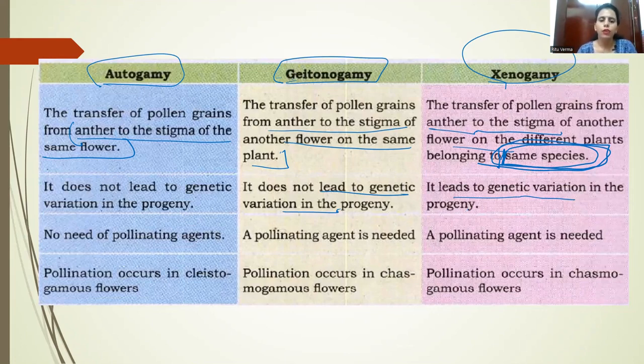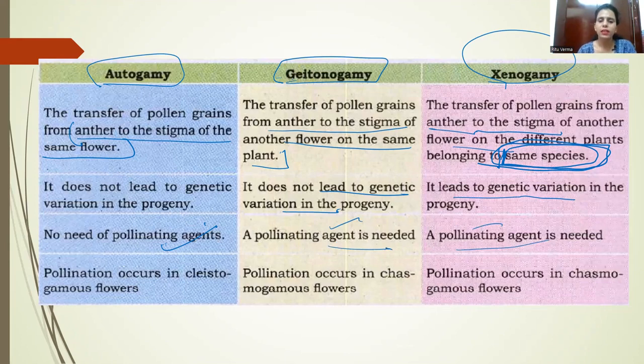Okay, and for autogamy, we do not require any pollinating agent. This is because in autogamy, both the reproductive organs are present in the same flower, that means the stamen and the pistil. Hence, no pollinating agent is required for the transfer of pollen grains from the anther to the stigma. For geitonogamy and xenogamy, we require a pollinating agent.